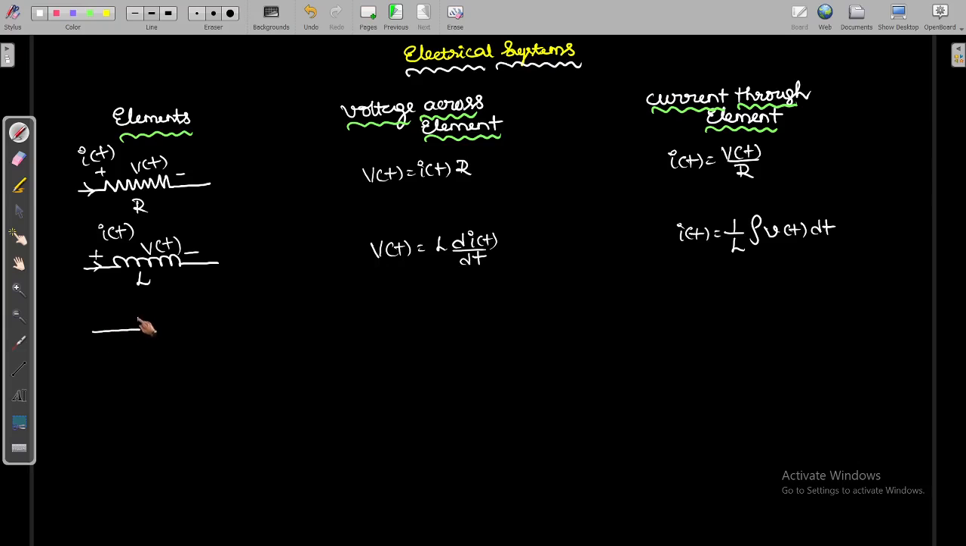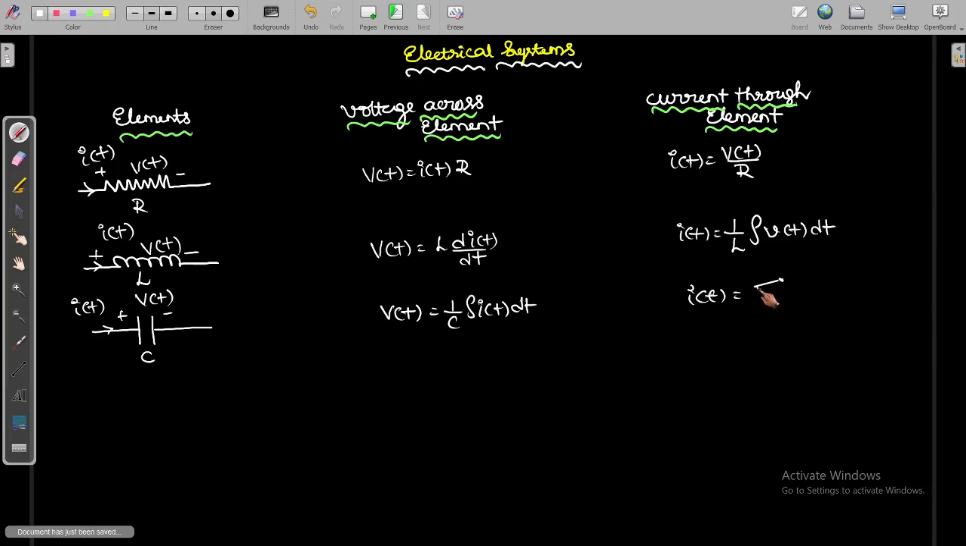Let us consider a capacitor. When a capacitor is connected, with current I of t flowing and voltage V of t across the capacitor, we can write V of t equals 1 by C integral of I of t dt, and the current I of t can be written as C into dV of t by dt. These are the different elements we are going to use in electrical systems.